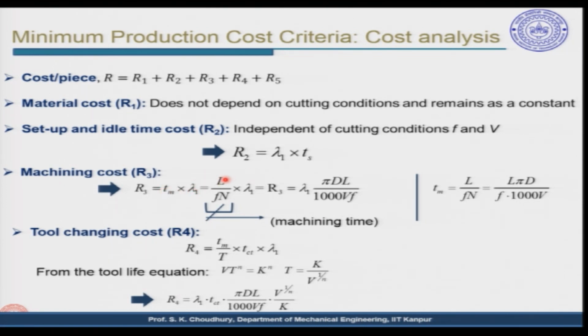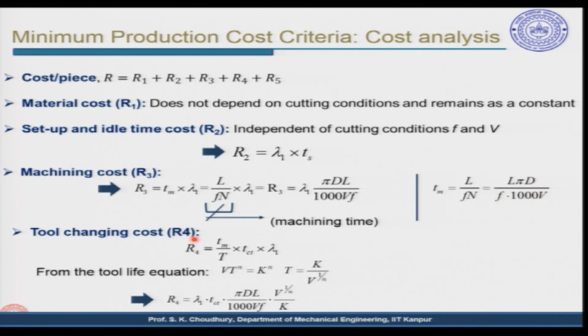Now, the Tm, we know that this is L by Fn, and n can be substituted because pi dn is equal to velocity. So, this can be substituted by the velocity, and it will be lambda 1 pi dL divided by 1000 Vf. 1000 we have taken to convert meter into millimeter, so that the unit finally could be in rupees. Now, here it is shown that the Tm is equal to L by Fn, which is pi dL by 1000 F into V.